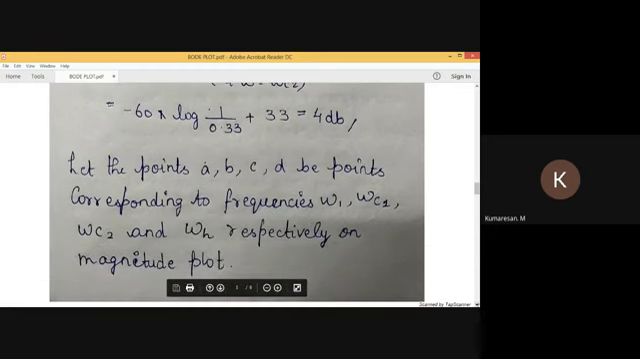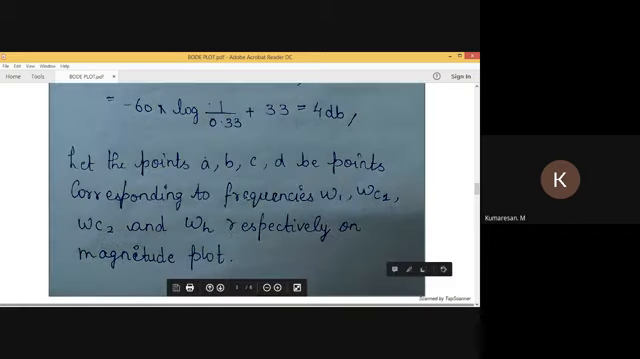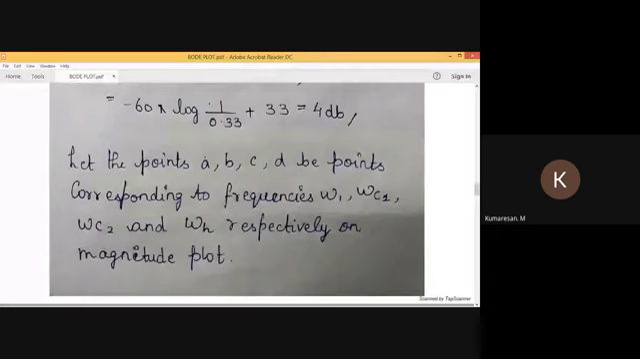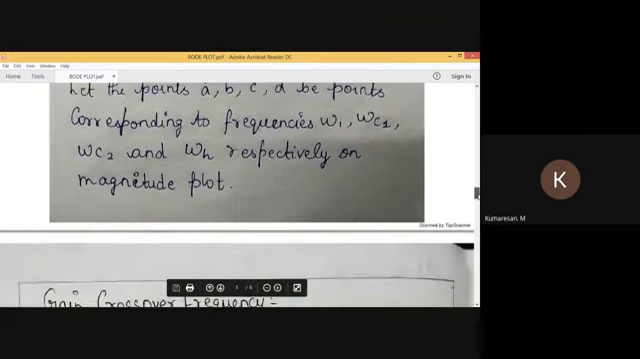Corresponding to frequencies omega 1 and omega C2, the points A, B, C, D are the decibel values with respect to the four different frequencies.